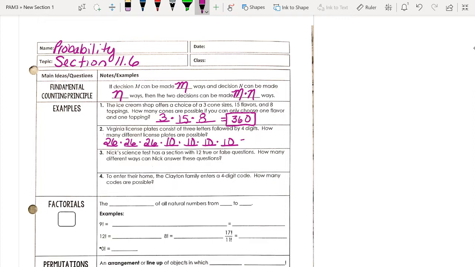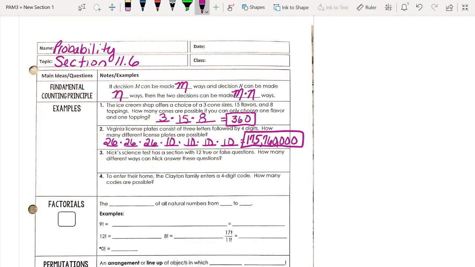And you're going to find out that you are able to produce 100,375,760,000 different license plates. Okay. Now, at any point, go ahead and pause the video if you want to work ahead and see if you can get question 3 or question 4. I'm going to go ahead and keep going.